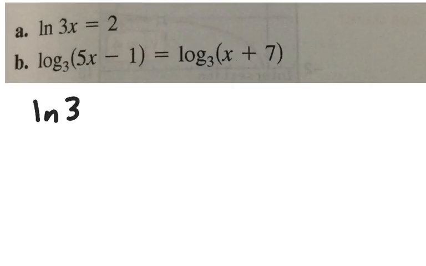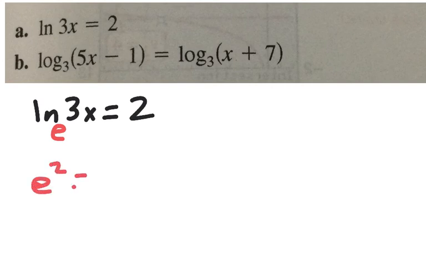Okay, so A part. I've got the natural log of 3x equals 2. Now I'm trying to solve for x. This time x is stuck in the argument. So in order to get it out of the argument, I'm going to rewrite this as an exponential equation instead of a logarithmic equation. So natural log has an understood base of e. So if I rewrite this, this is e to the second equals 3x.